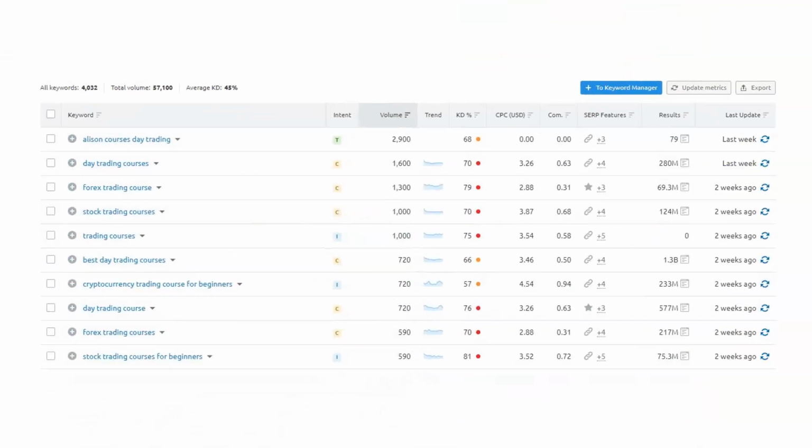Okay guys, just want to show you a screen capture from SEMrush. What we're looking at here are trading courses, okay, so forex trading, day trading, stock trading courses. Not massive amounts of volume, although it is actually higher than this, but these are big money keywords. And you can see the keyword difficulty.